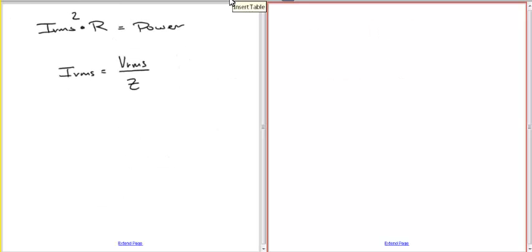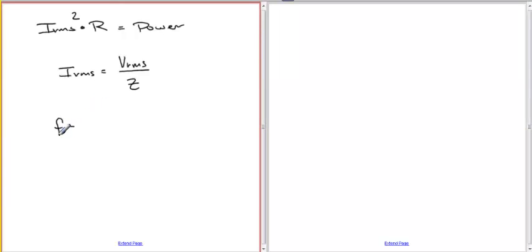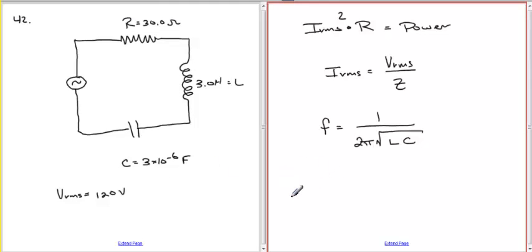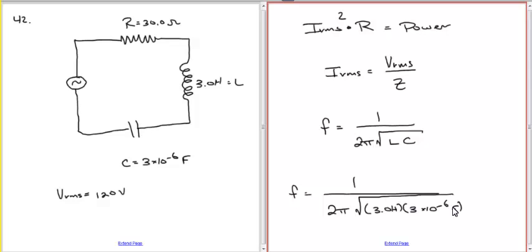First we need to calculate the resonant frequency. The resonant frequency is 1 over 2 pi times the square root of L times C. So we have 2 pi square root of L, which is 3 henries, times the capacitance, which is 3 times 10 to the minus 6 farads. So 1 divided by 2 divided by pi divided by the square root of 3 times 3e to the minus 6. And I get 53.1 hertz. Okay, so that's the resonant frequency.